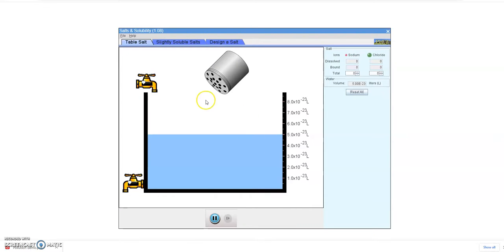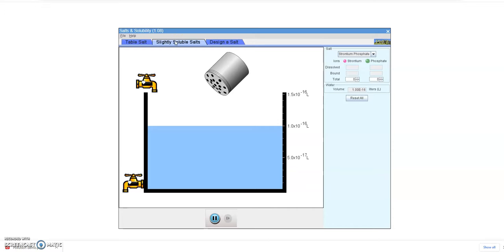So let's go to the PhET here. And what I'm going to do is click on slightly soluble salts. And we're going to pick the mercury bromide, mercury 2 bromide. And we're going to do the same thing we did before. Again, we've got the ions. And in this case, we've got a really small amount. But it's 1 times 10 to the minus 16 liters of solution. All right, I'm going to put that in there.